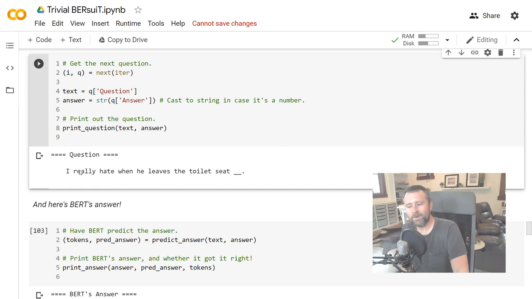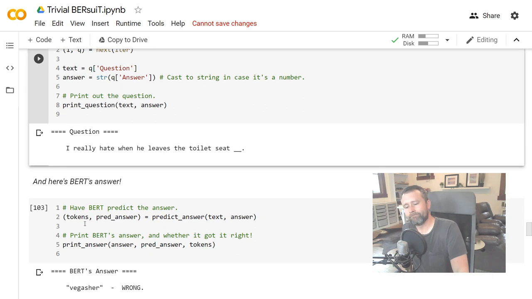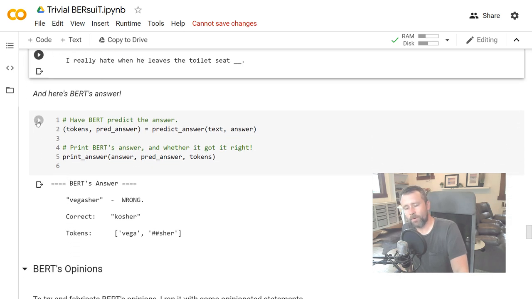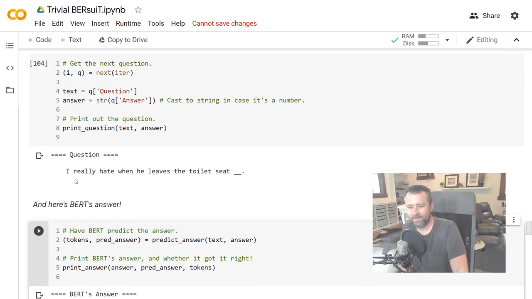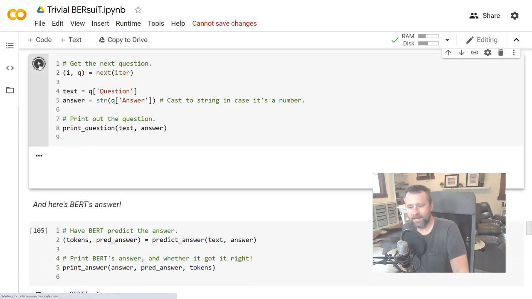All right. I really hate when he leaves the toilet seat blank. Does Bert know about toilet seats? Open. Correct is up. Yeah. Toilet seat open. Yeah, up. I think that's fair. Bert doesn't like it either, I guess.